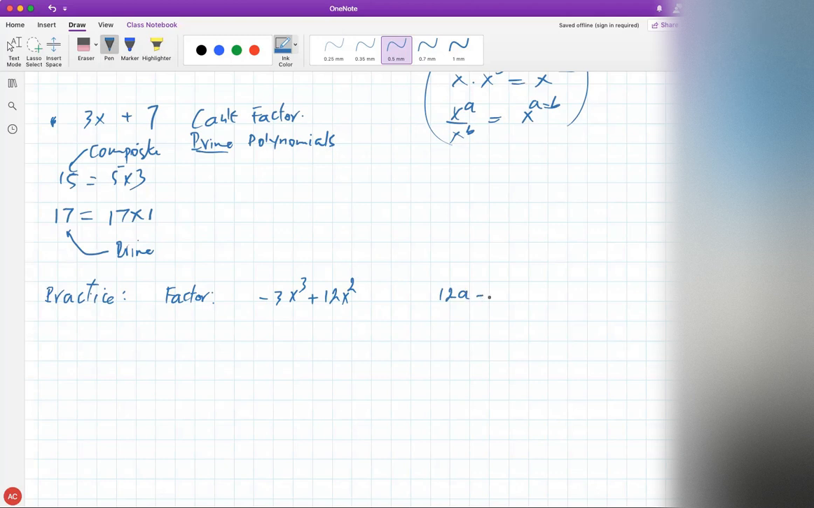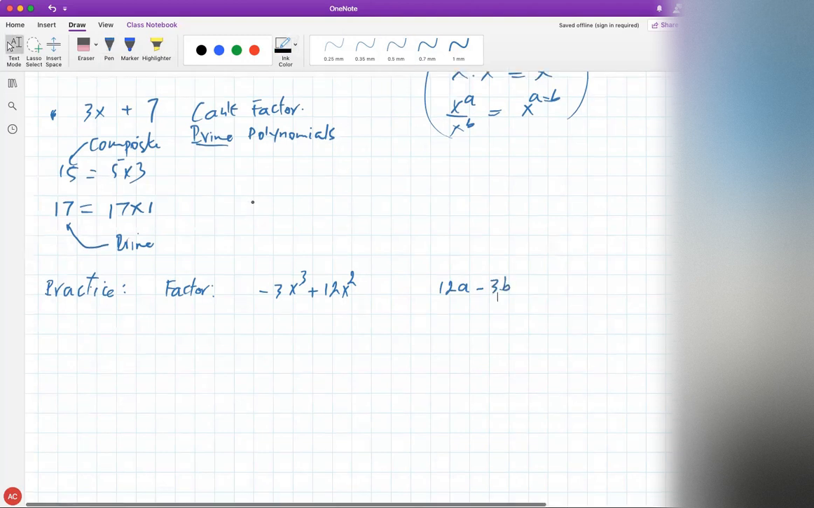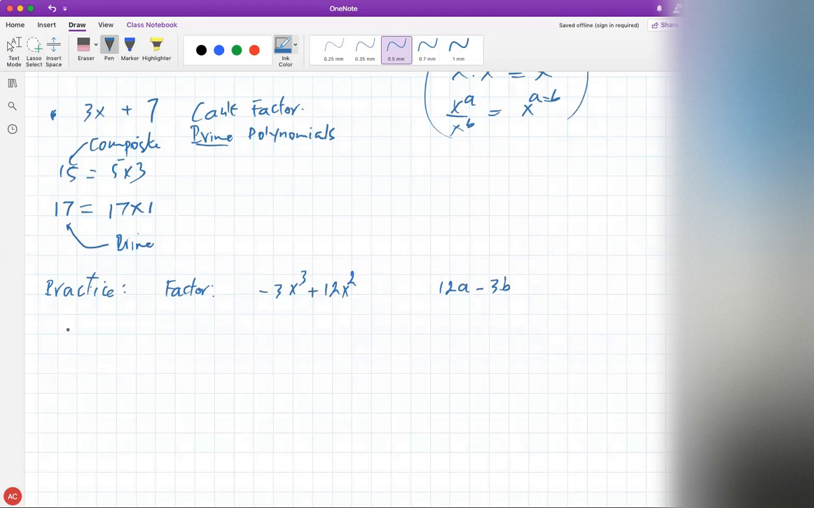A minus maybe 3b. Again, it could be not only binomials, could be any number of terms, but the method is the same. So let's say 5x. Okay, everybody, so try these. I'll give you a few minutes to work on these. 25x to the second plus 10x.